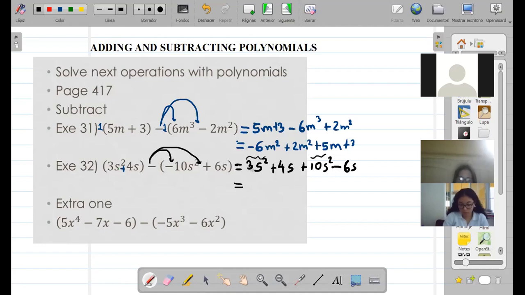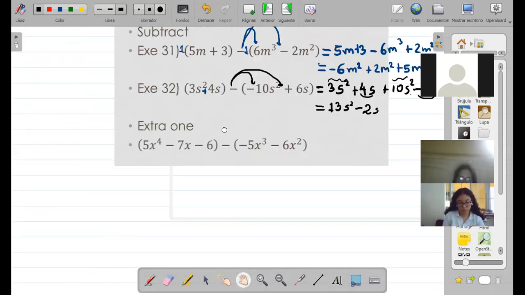So you're gonna work with 3s to the second power plus 10s to the second power, which is 13s to the second power. Remember, the variable and the exponent stay the same. In the next like terms we have in here, 4s minus 6s. It's like working with 4 minus 6. What's 4 minus 6? Negative 2, right? So the answer is going to be negative 2s. This is the final answer, and let's conclude this short practice.